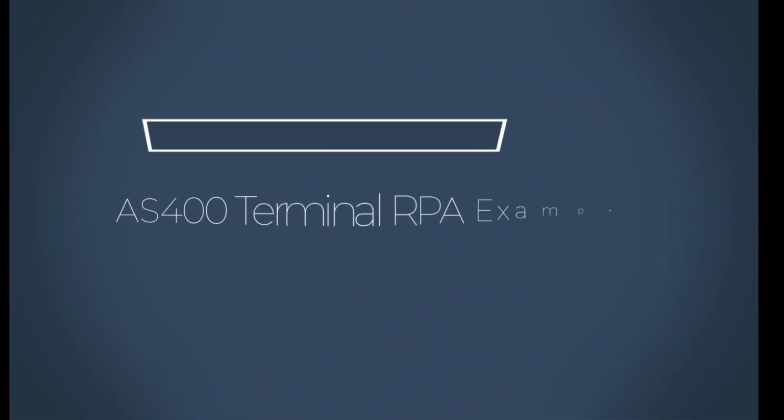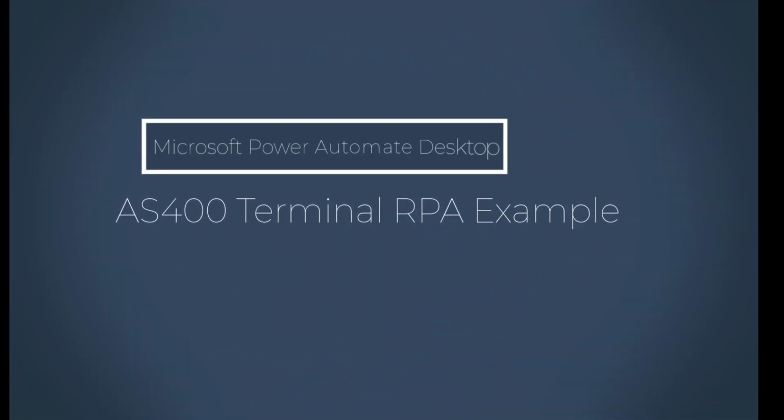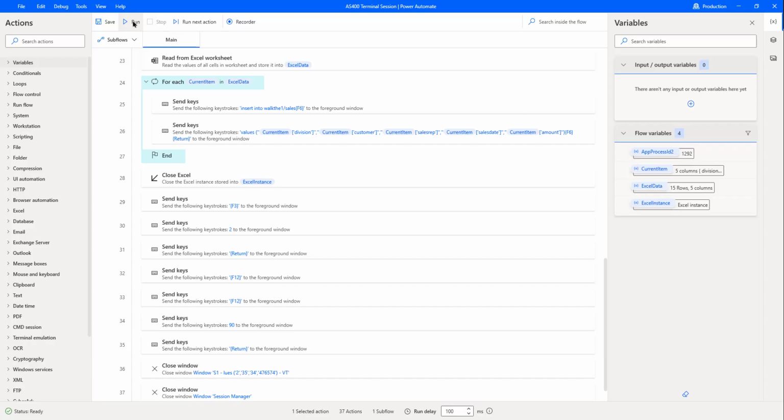The following is an example of Power Automate Desktop capturing keystrokes or inserting keystrokes into an AS400 terminal emulator, opening up Excel in the background, looping through the Excel rows, and inserting the values into a table on the AS400 machine.